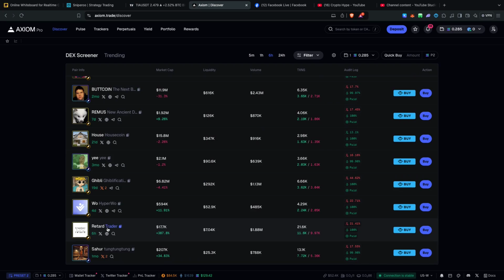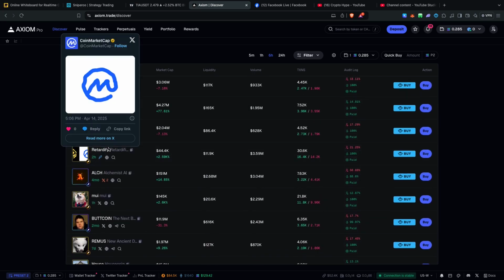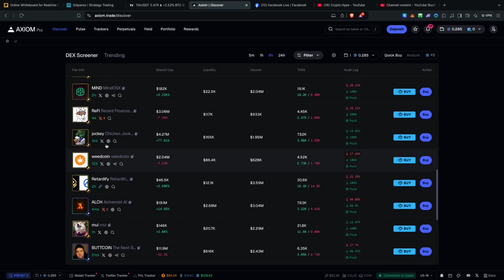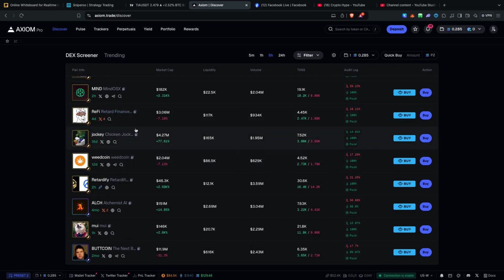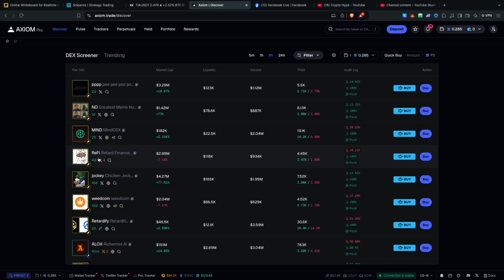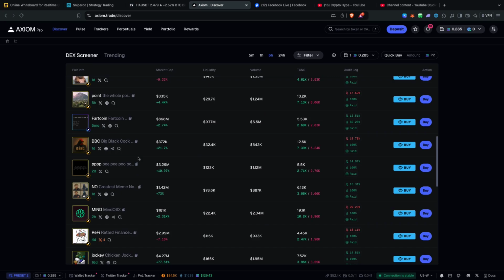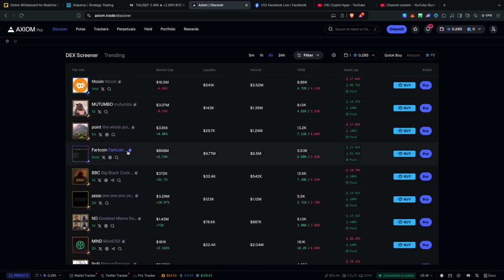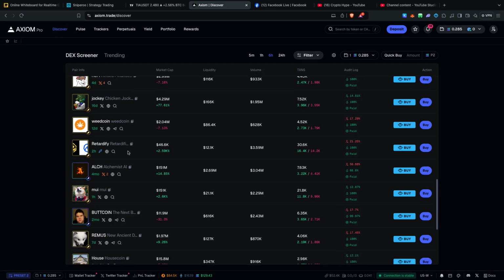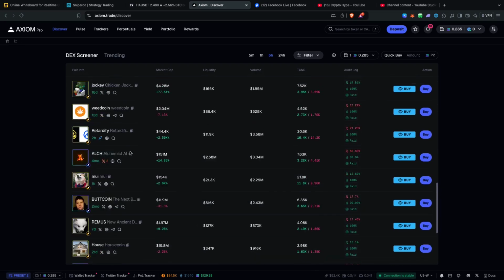Okay, there's also another one here. Do you see Retard Trader? It's around 1.88 million right over here. So as you can see, there's some sort of theme regarding your state of mind. There's Retard here, there's also another one, Retardify, and another one right over here, Retard Finance. Like this, you're easily able to get an estimate of what is popping.